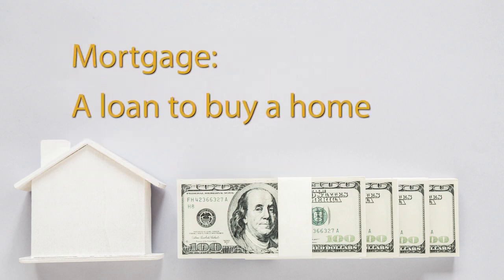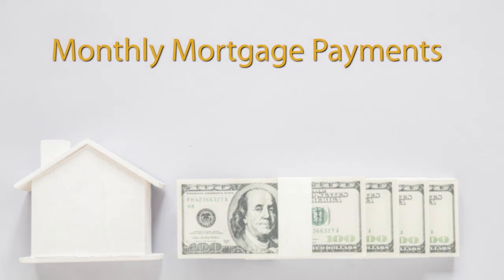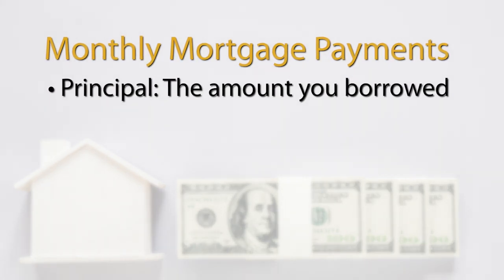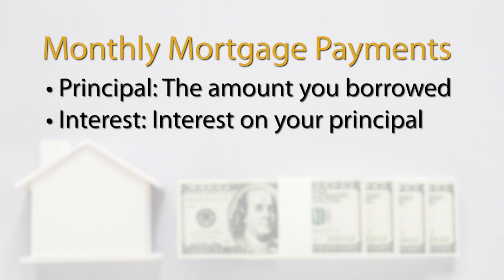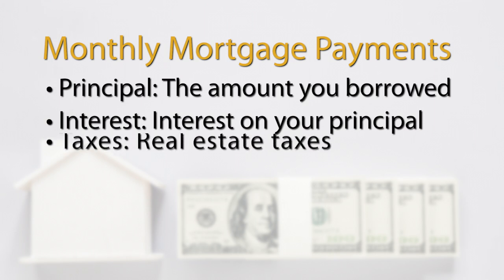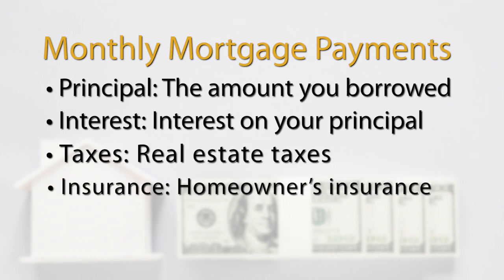A mortgage is a loan to buy a house, condominium, or townhouse. When you buy a house, your monthly mortgage payment has 4 parts. Part 1 is the principal, or amount of money you borrow. Part 2 is the interest on the amount of money you borrow. Part 3 includes real estate taxes. Part 4 is insurance to protect your new home.